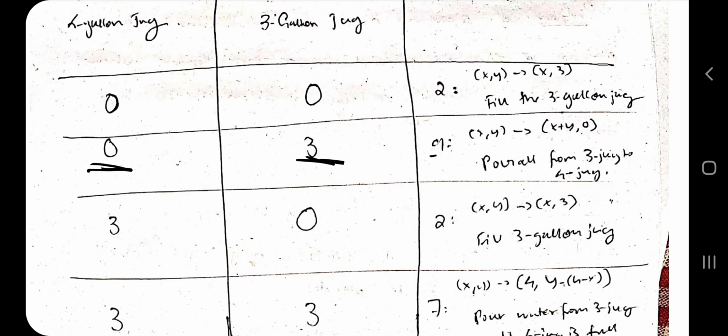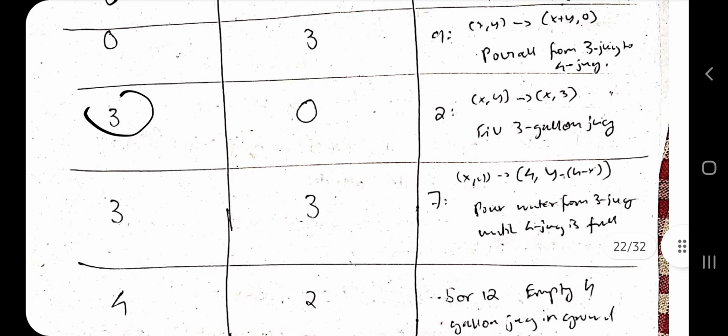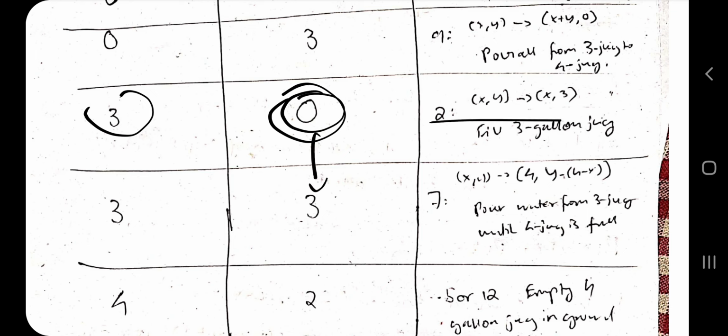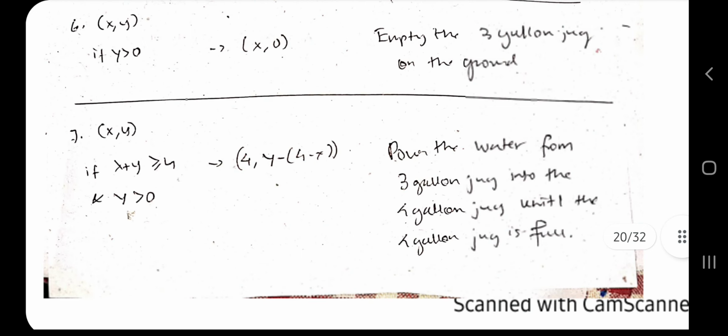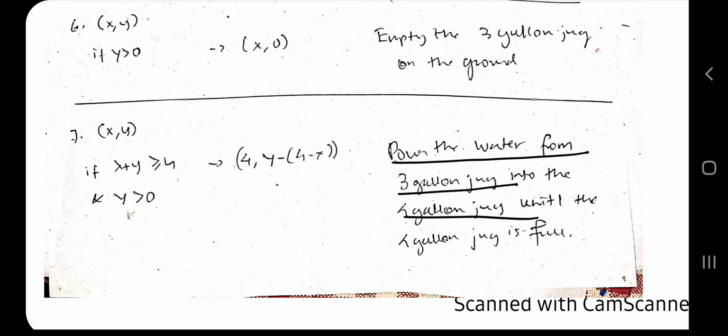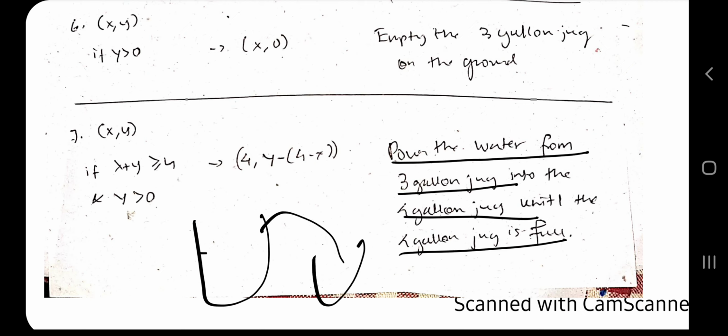Then if it is 0 comma 3, the ninth rule will be followed, which is x comma y goes to x plus y comma 0. Whatever is in the 3-liter jug, pour it into the 4-liter jug. That is rule number 9. After I have done this one, similarly you will do the same thing again, which is 0 here, fill it to 3. Again, 7th rule, pour whatever is in the 3 until this becomes full. Remember rule number 7. I told you, right? Pour water from 3-gallon jug into the 4-gallon jug until 4-gallon jug is full. So you'll be pouring the water from this one until it becomes full here.